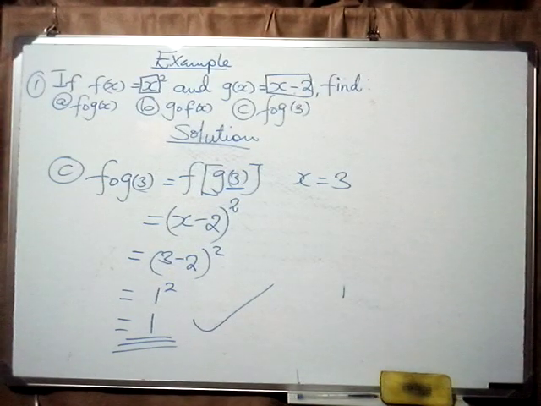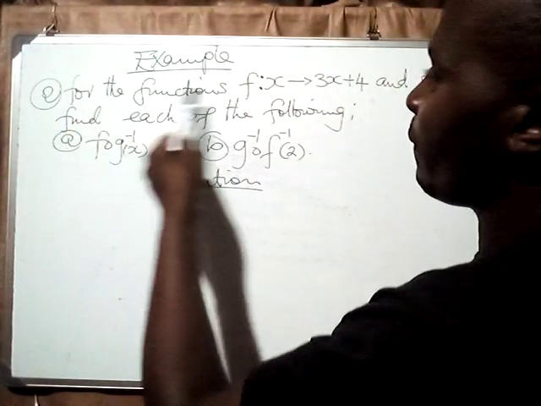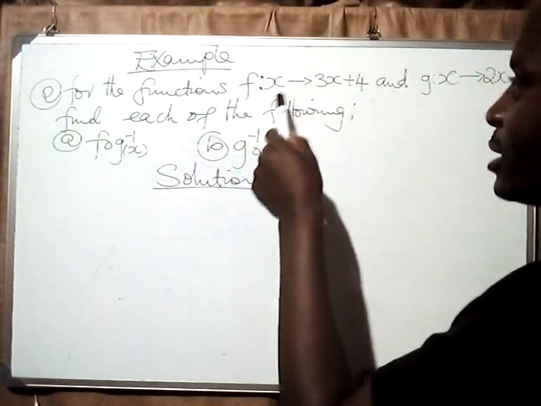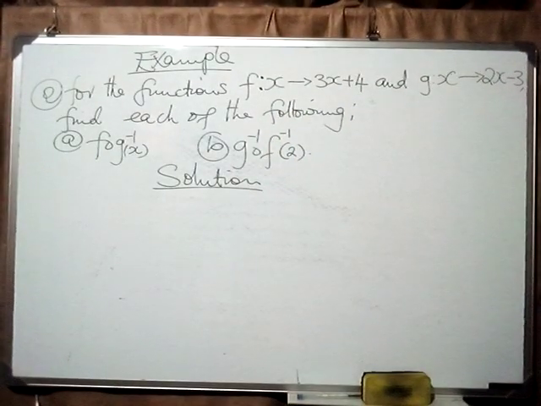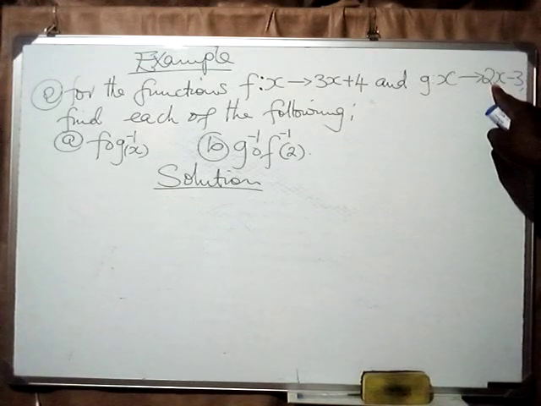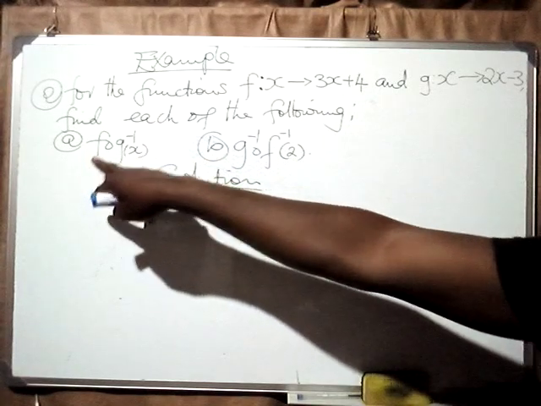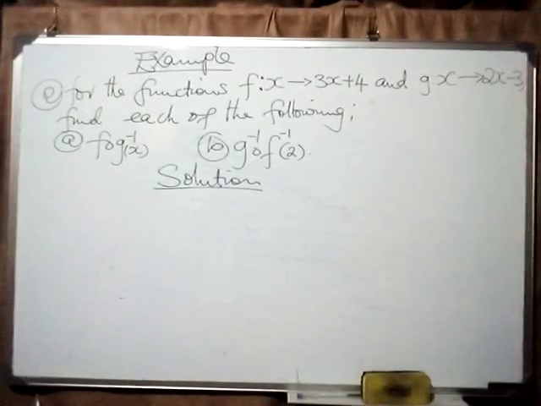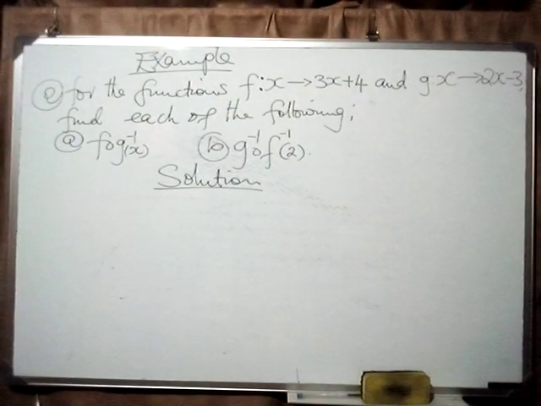Let us try another example, which is example number 2. We have this question which says, for the function f such that f of x is 3x plus 4, and g such that g of x is 2x minus 3, find each of the following. A, f of g inverse of x. Then B is g inverse of f inverse of 2.